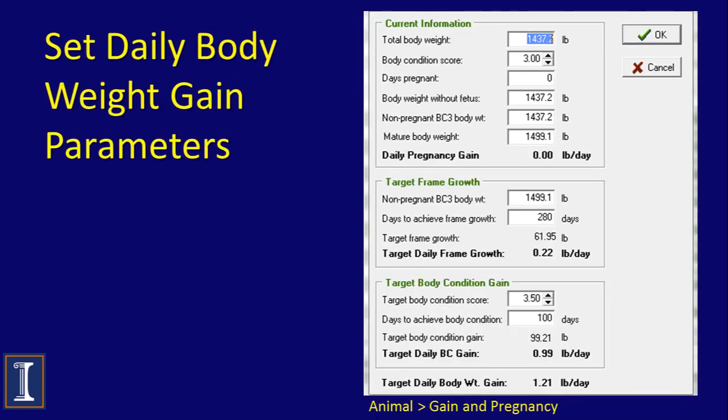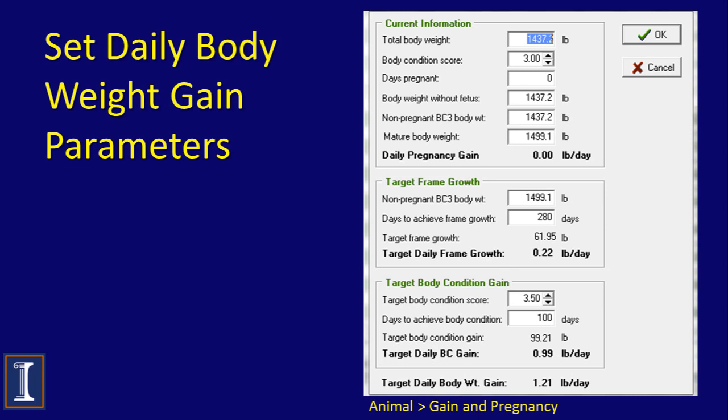Then we're going to look at setting daily body weight parameters. Again, more information here. You can see in the top one, current information. We've got that same body weight from the previous entry we had in here. The non-pregnancy body condition score weight will be the same here, mature body weight. So there you can see no gain coming from pregnancy. Now, obviously, if this cow has been pregnant for 190 days to 220 days, as we get closer and closer, you'll start seeing a pregnancy requirement being added in at this point.